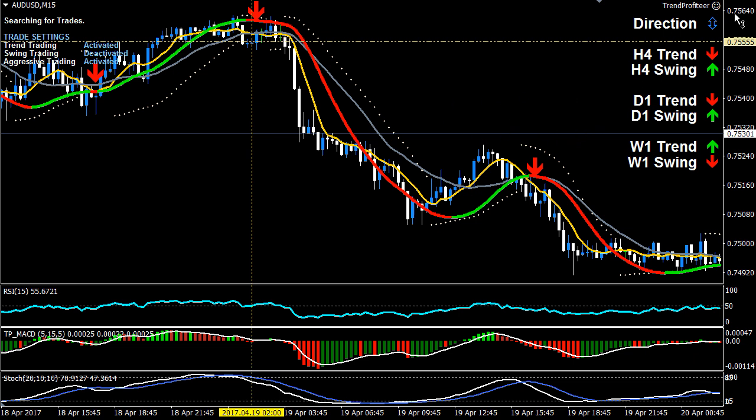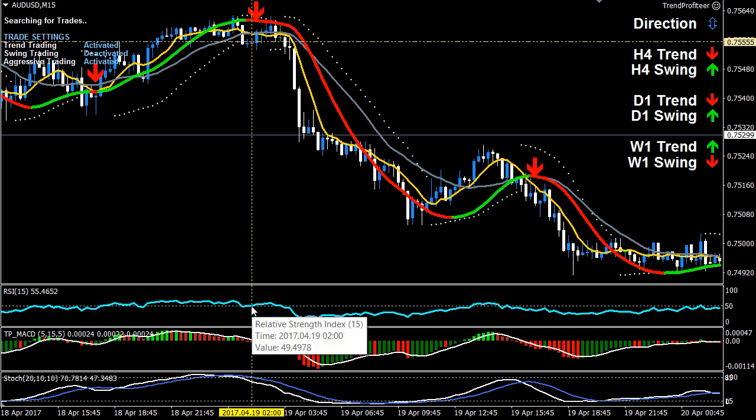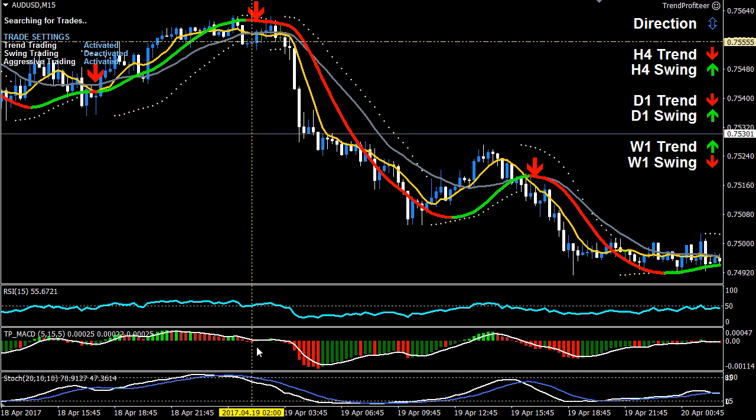So here we have a bidirectional market in place with the overall trend direction blue arrow being displayed. We have the trend follower changing to red. We have the yellow moving average just below the gray moving average. We have the RSI 50 or below. It's just a touch below 50 when you hover over it. We've got the MACD histogram below the zero line, again, just below the zero line.